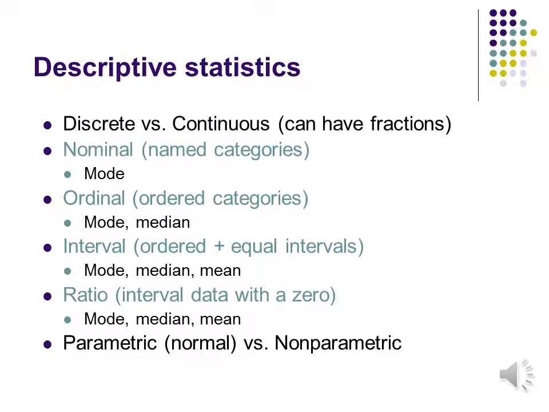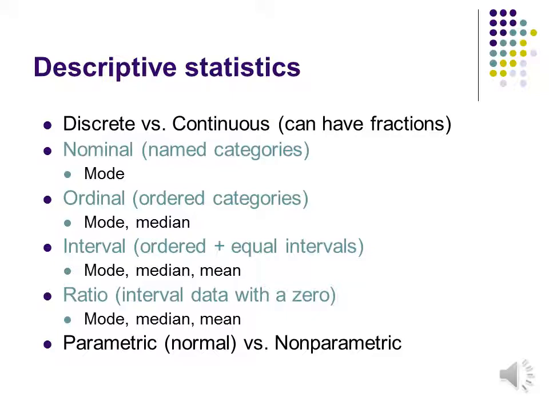There are nominal, ordinal, interval, and ratio types of data. Nominal are named categories. As I mentioned, male or female, or you might have different drug types. Those would be examples of nominal data. And those are measured by a mode. That's the measure of central tendency, what's the most common data point or data category.